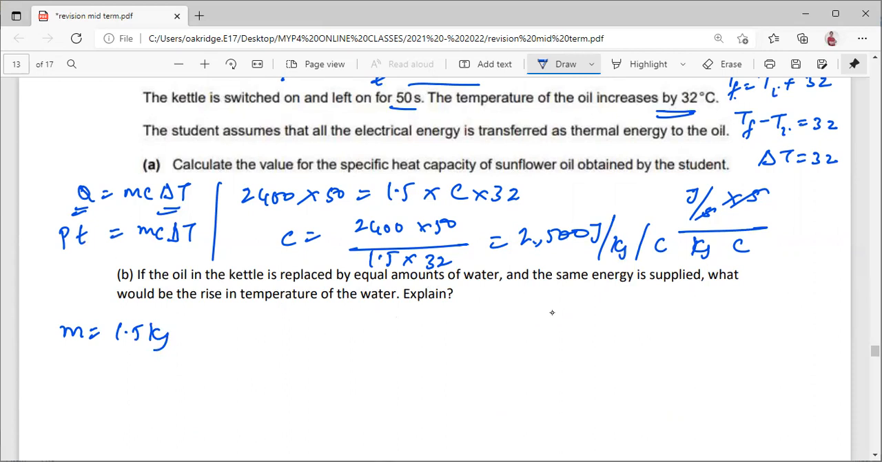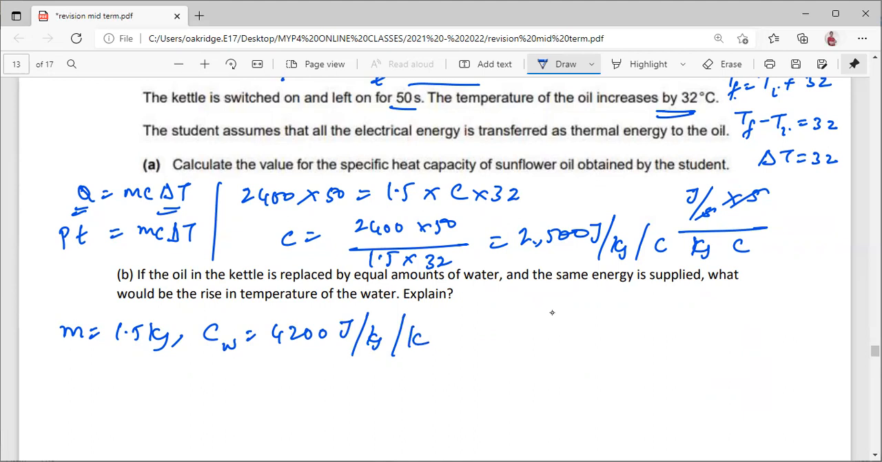Then this is unchanged. While the delta T we do not know, that is what is asked. The oil is replaced. Now, what else can change? If oil is replaced by water, the specific heat is not the same. The specific heat of water, from the data, as you know, is 4,200 joules per kg per Kelvin. Now, let us understand what happens then.